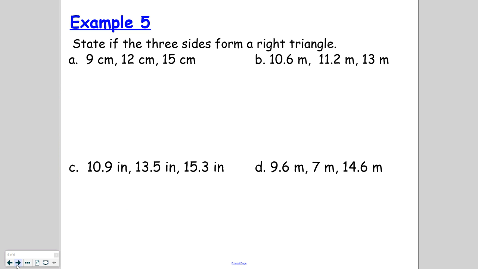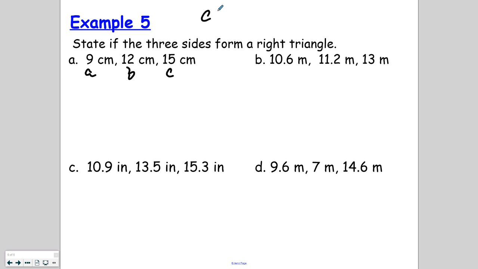If we take a look at example 5, notice we have no picture, but we don't need a picture. Although we're not going to know what side length corresponds to what, it doesn't really matter. Those two legs are interchangeable. The only thing that matters is, can we identify the hypotenuse? And the hypotenuse should be the longest side. So that means 15 is going to be c, and a and b are 9 and 12.